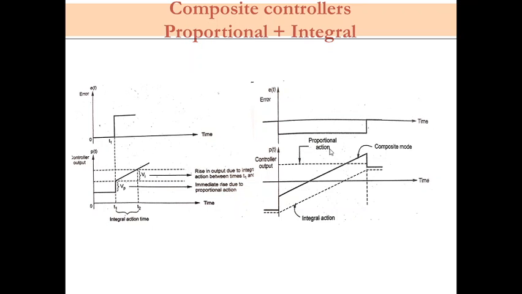So here the error is the image of the proportional action. You can see this portion, this is the error portion and this is the proportional action. So after some time the error is going to be 0 here. Now if you consider some of the characteristics of the proportional integral controller, when the error is 0, the controller output is fixed at the value that the integral mode had when the error went to 0.